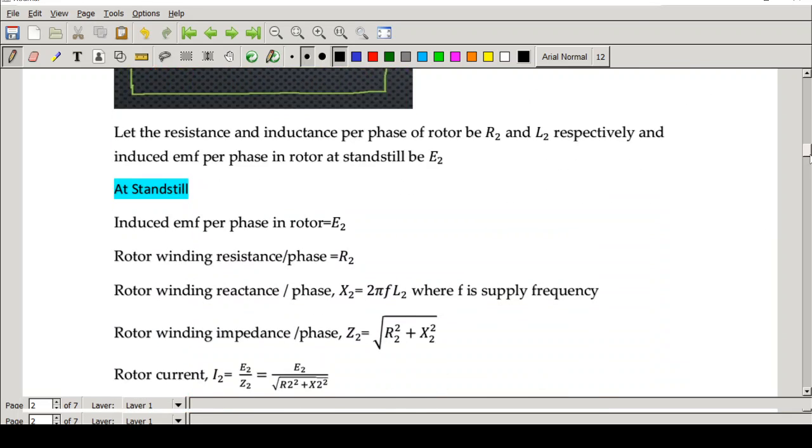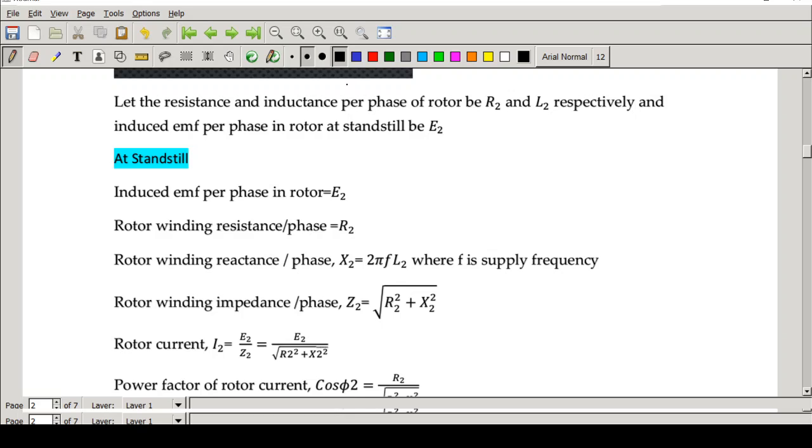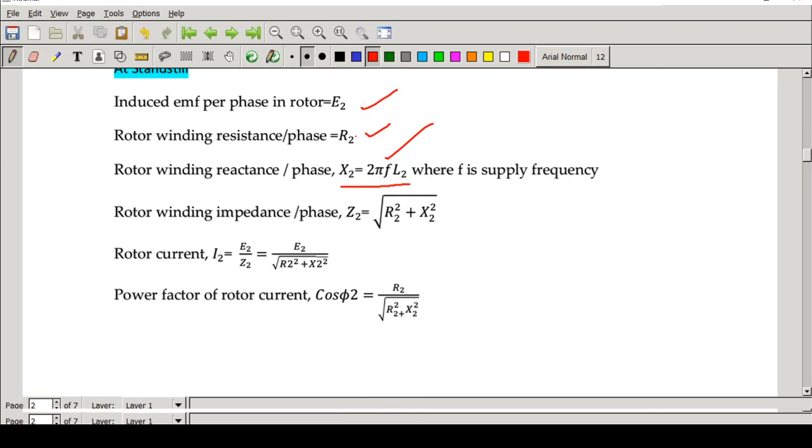Let us consider two conditions. The first condition is the standstill condition, when the rotor didn't start rotating, that is, at the starting point. You can take the induced EMF as E2 because it didn't start rotation. Resistance is R2. What about the rotor winding reactance? 2 pi F into L2. Here F is the supply frequency, because the rotor has still not started rotating. It is a standstill position. Now once you know the values of R2 and X2, you can find Z2. What is impedance? Square root of R2 squared plus X2 squared.